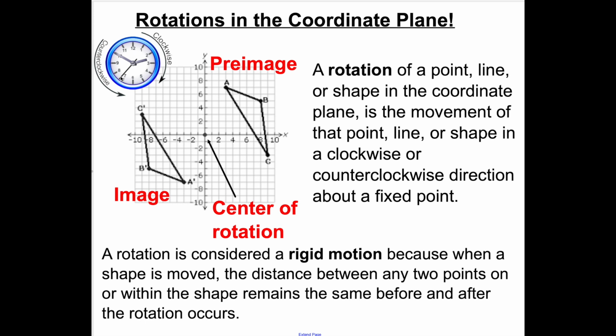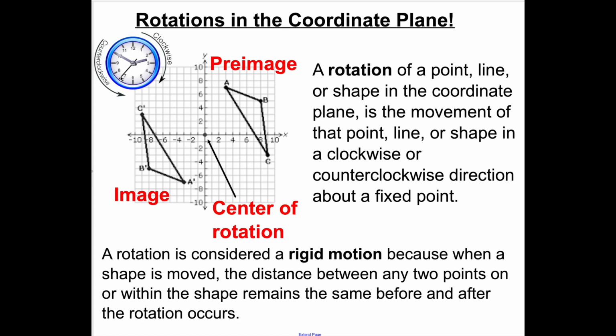So a rotation is considered a rigid motion, as with translations and reflections, because when a shape is moved through a rotation, the distance between any 2 points on or within the shape remains the same before and after the rotation occurs. If you look at the example here, you can see that A and B are the same distance away from each other, for example, in the pre-image and the image. Same with A and C and B and C.